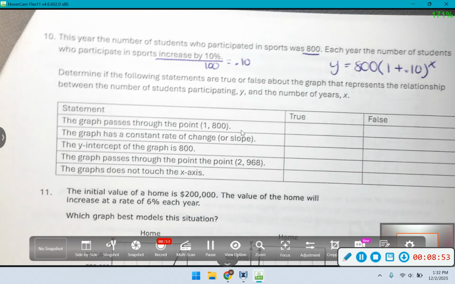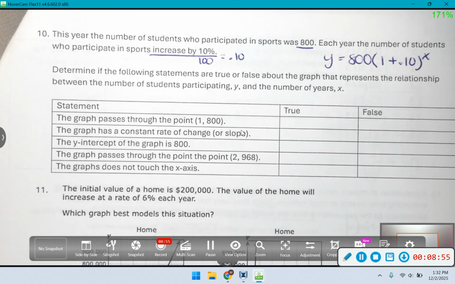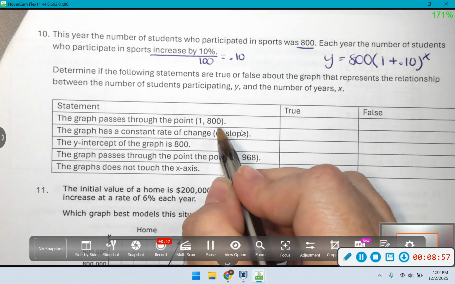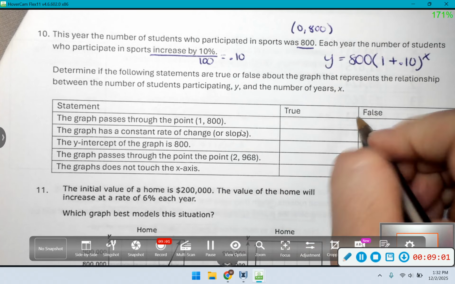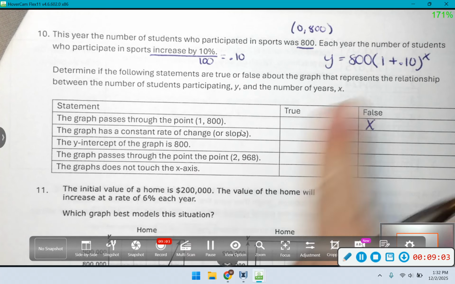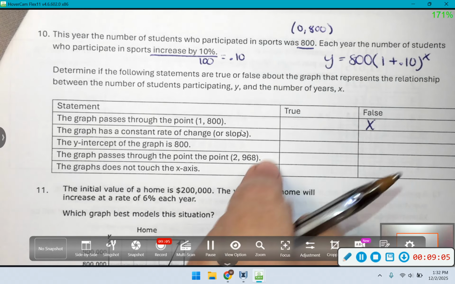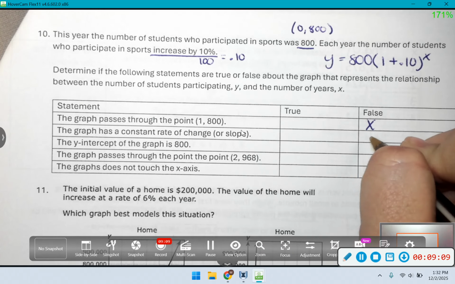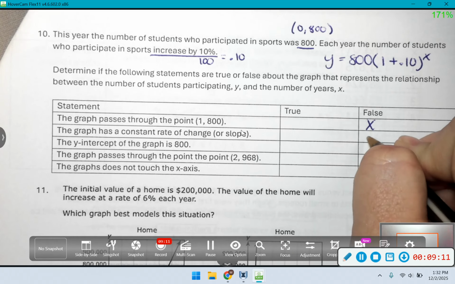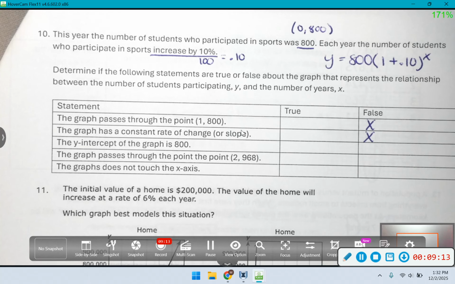And here's my equation. Okay, now it says the graph passes through the point (1, 800). Well, your starting point, remember, is where x is 0, so that's not true. The reason I come up with the equation is because you can type it in and prove most of these. The graph has a constant rate of change. That is not true, because a rate of change would be a slope, like a linear line, and this is not a linear line. Okay, the y-intercept of the graph is 800, which is true.